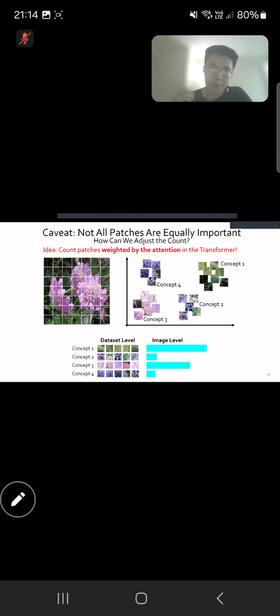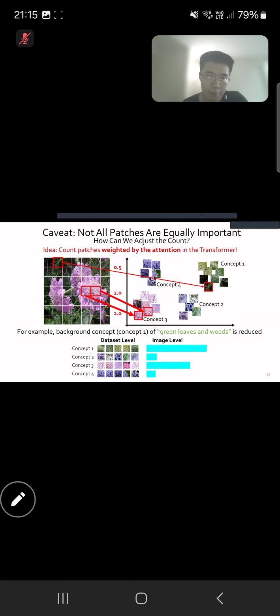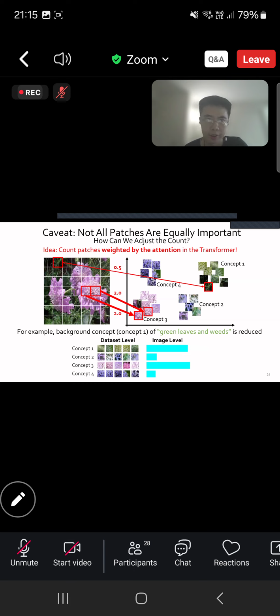Our idea is to just count the patches weighted by the attention, which is already available in the transformer. For example, we can count each background patch as 0.5 patch, and specifically for this background patch, we can count it as 0.5 patch in concept 1. And for this foreground flower patch, we can count it as 2 patches in concept 2, in concept 3. And similarly for this patch.